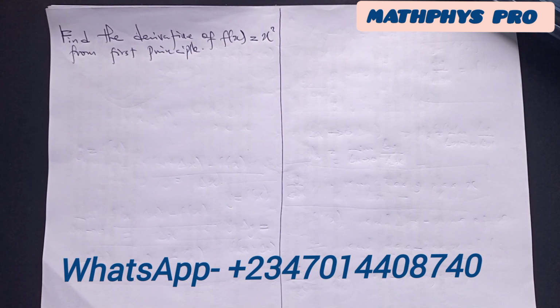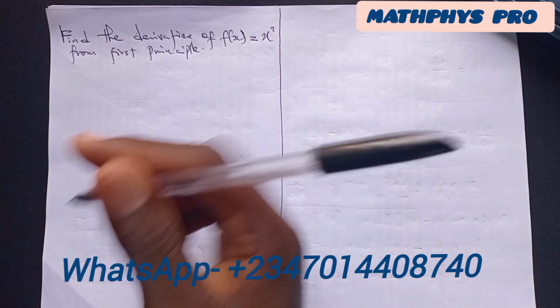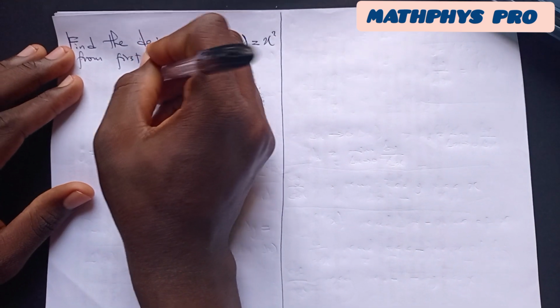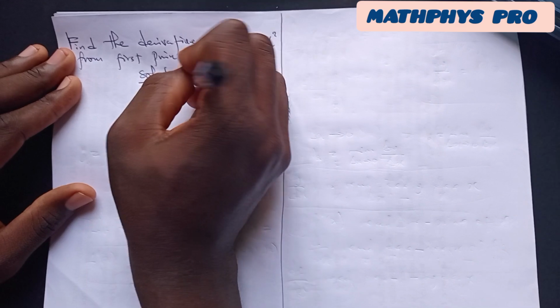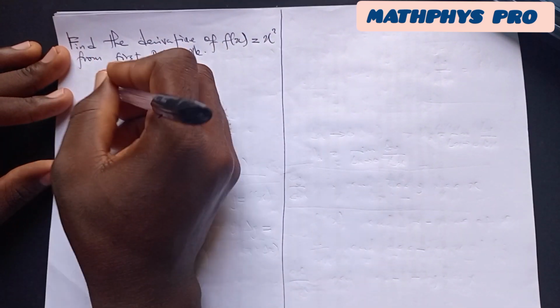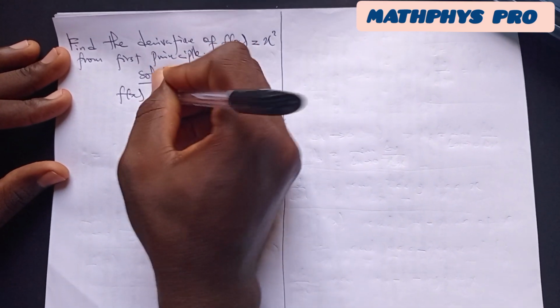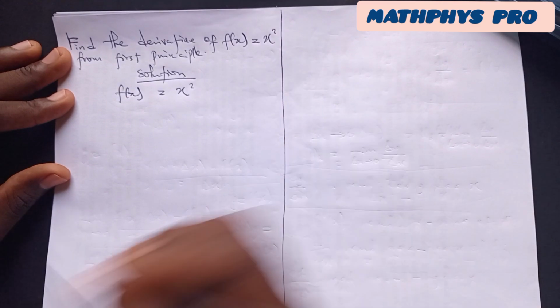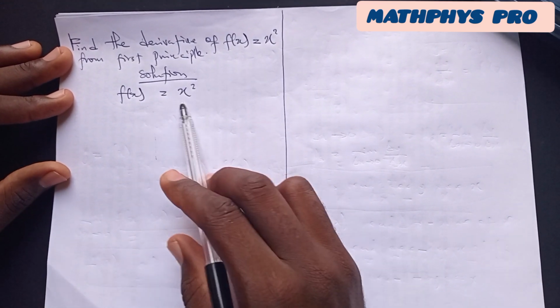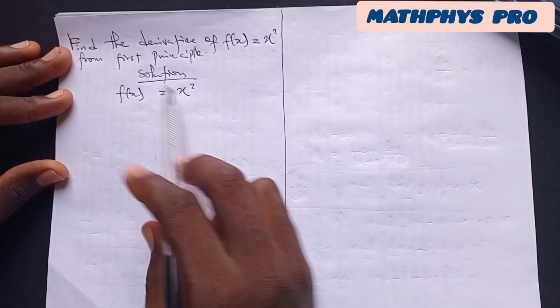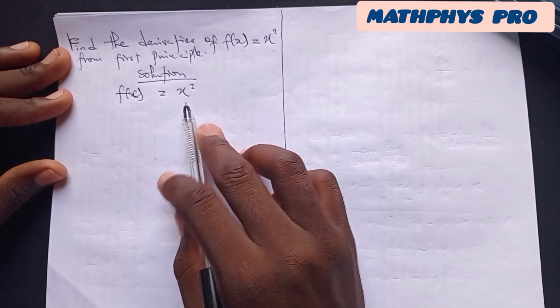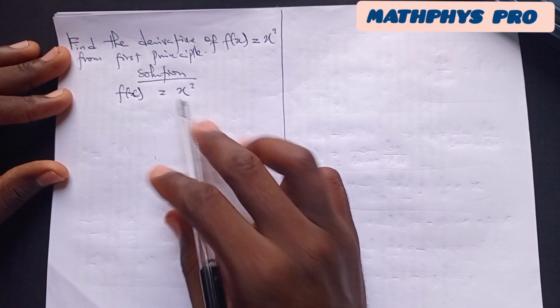So for example, if you are asked to find the derivative of f of x equals x squared from first principle. Solution: we say that f of x is equal to x squared. Now we are asked to find the derivative of f of x equals x squared, or to differentiate f of x raised to power 2.